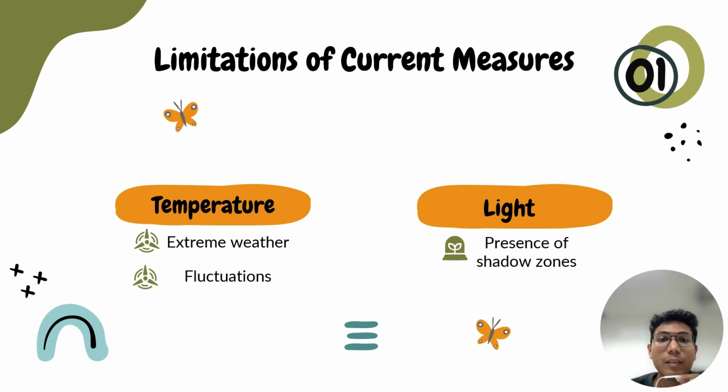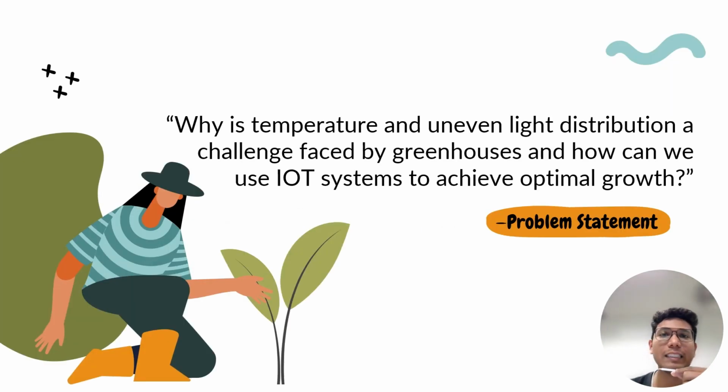However, there are some limitations of the current measures. For temperature, it can be affected by extreme weather and fluctuates, and for light, there is the presence of shadow zones which will affect the optimal growth of the plants. So this leads us to our problem statement. Why are temperature and uneven light distribution a challenge faced by greenhouses, and how can we use IoT systems to achieve optimal growth?